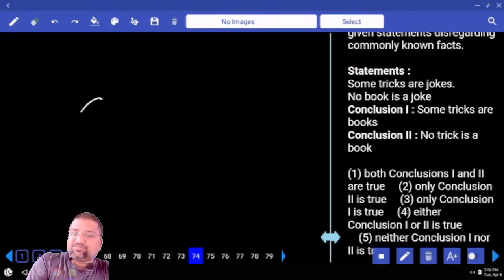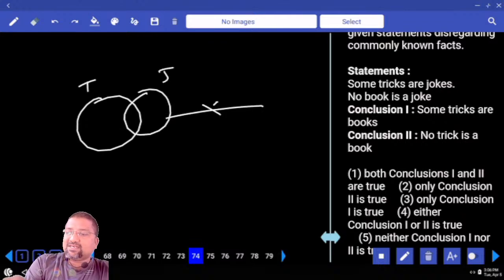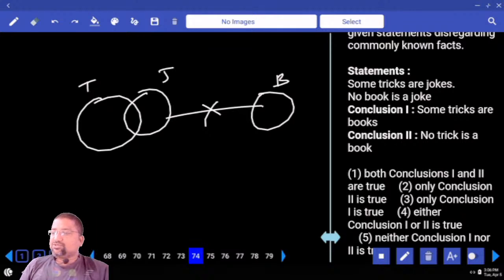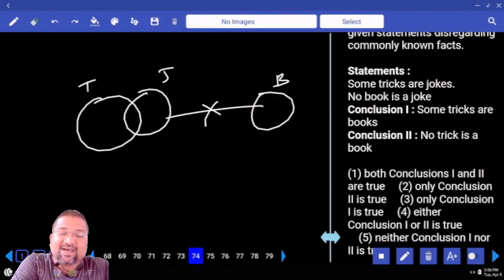74. Some tricks are jokes. No book is a joke. Look at both the conclusions and tell me what's happening here. The first conclusion says some tricks are books. The next conclusion says no trick is a book. The complementary of no trick is a book is some tricks are books. Yes or no? Do we have a possibility that our answer can be either or? And we will decide the answer after comparing the given conclusions with the statements.